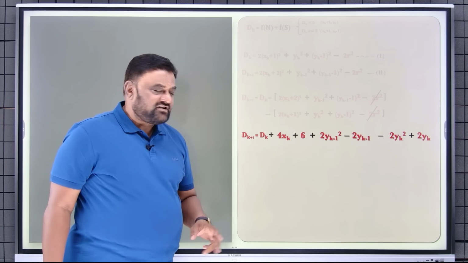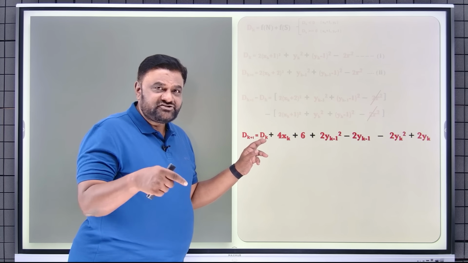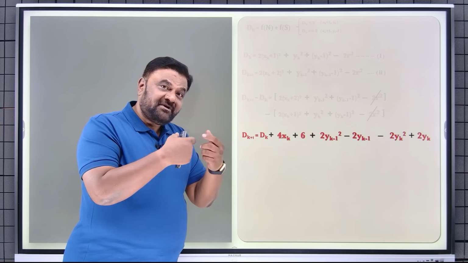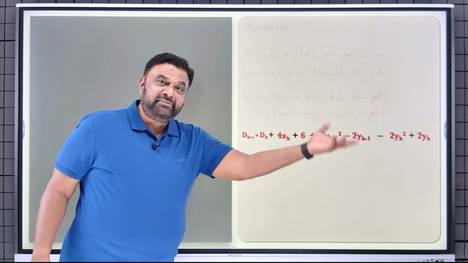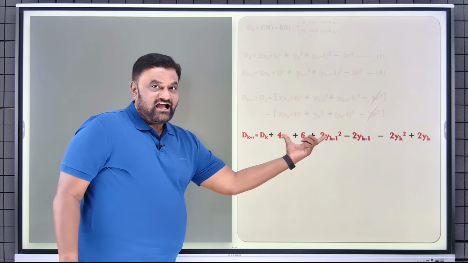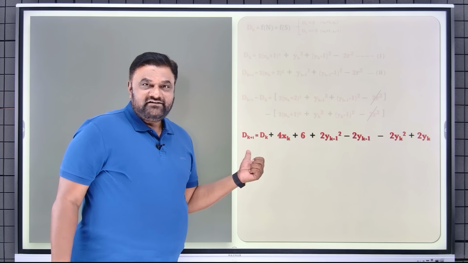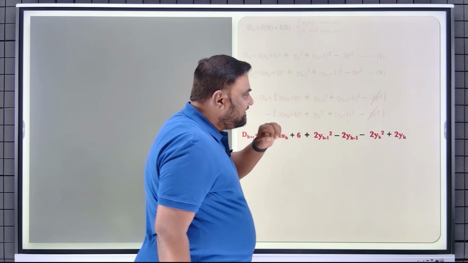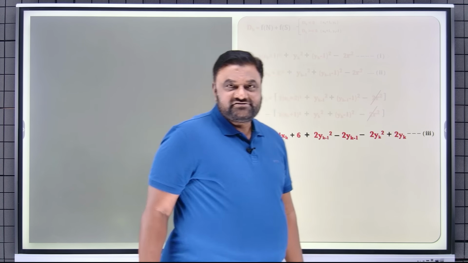This means what? If you know the current decision variable for the current pixel xk, yk, then you can prepare the decision variable for the next pixel, that is dk plus 1. From current decision variable, add this to get the next decision variable. Now this becomes our third equation.